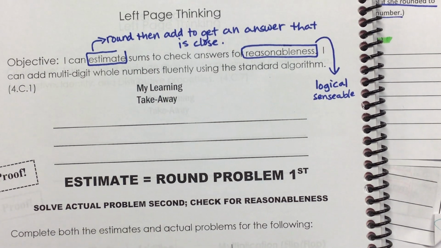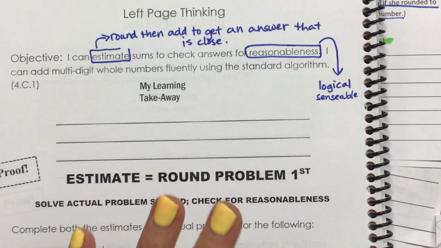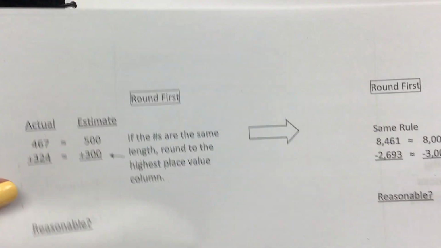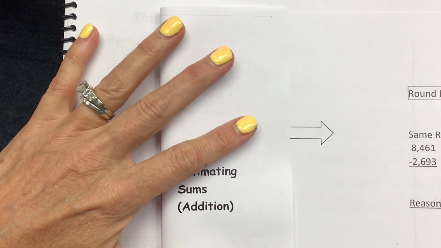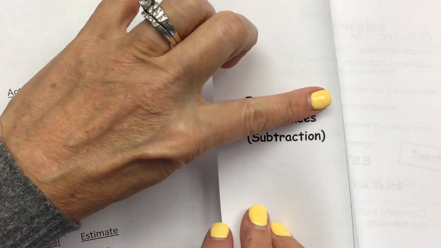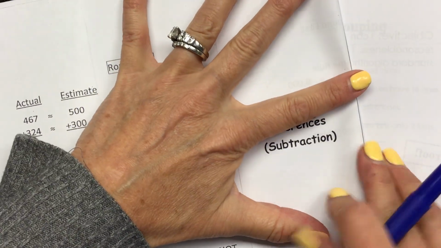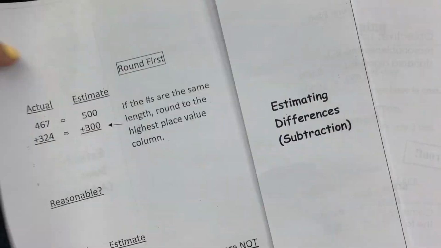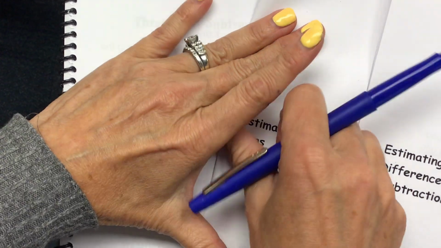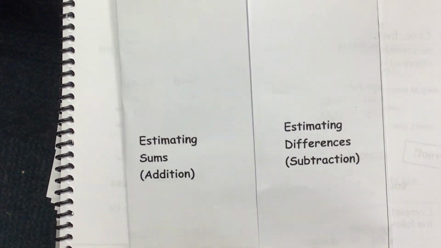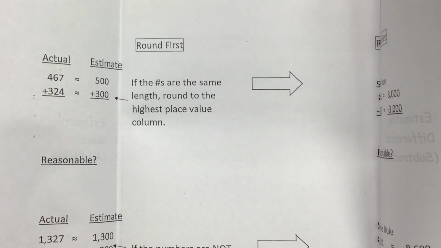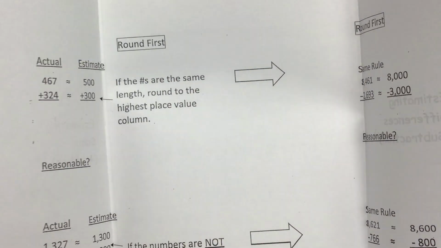Okay, so the question is this: how do we estimate? That's where this foldable comes in, okay? It's kind of like elevator doors. There's a solid line, fold it on the solid line so that it looks like elevator doors. So when I open my elevator, there's stuff, okay?